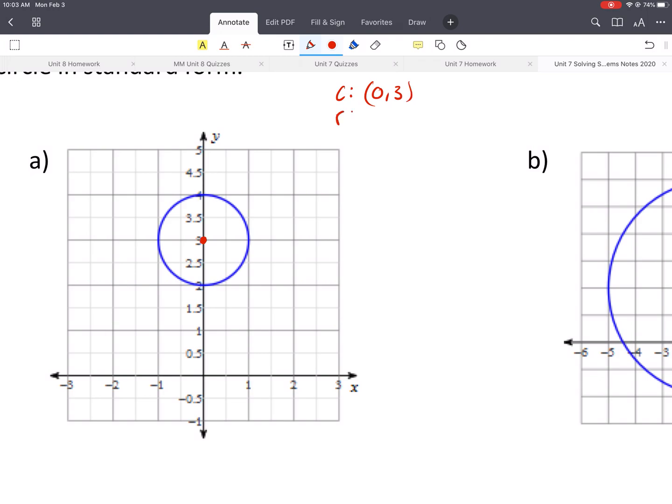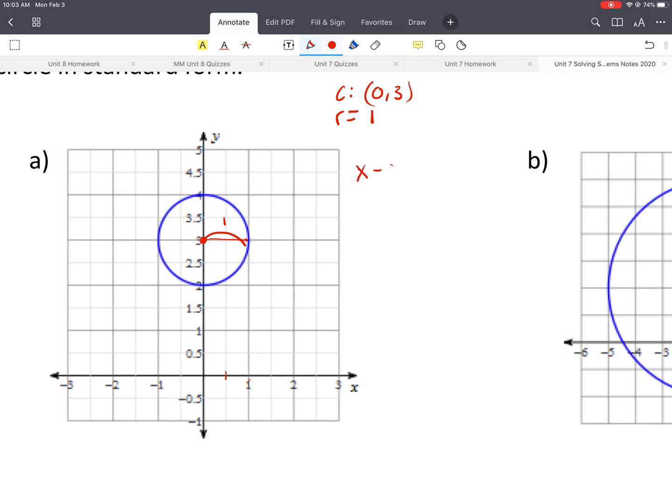And to find the radius, you just go any direction you want from the center. The radius is half of the diameter, so from the center to the circle. So this would be 1. Sometimes there are these half ticks, so make sure you're careful with that. Always look, don't just assume that they're 1. So the radius is 1, and then we'll plug that into our equation.